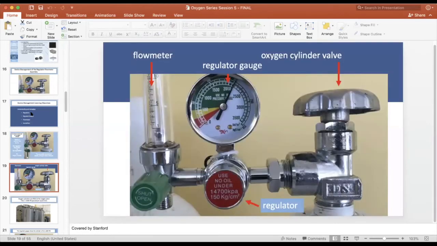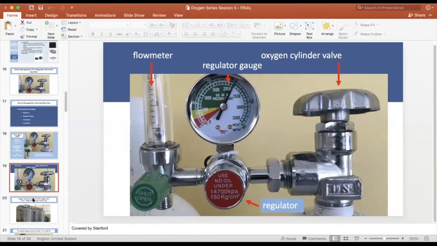So let's specifically identify each part. Sometimes we refer to the whole thing as the regulator or as the flow meter. And the flow meter and the regulator are actually different pieces. Here you see attached to the cylinder, the regulator is actually the one that's piped into the cylinder. The regulator gauge is above the regulator, and then the flow meter is to the side. Below the flow meter is where the humidifier would be installed, and we'll get to that in a moment. So these assemblies attached to the cylinder. So let's start with the cylinder a little bit and see what's going on there.